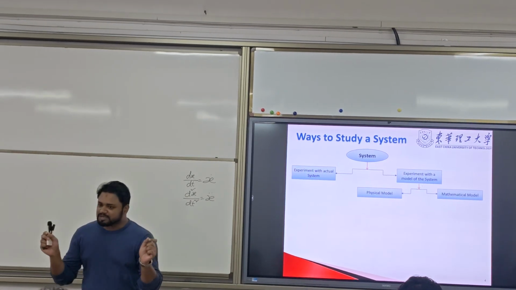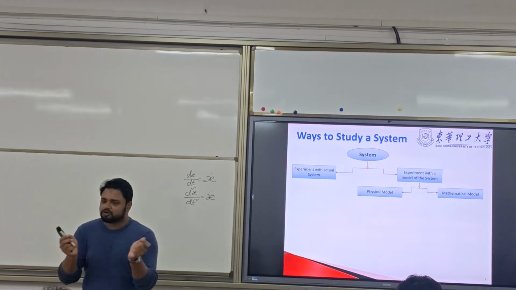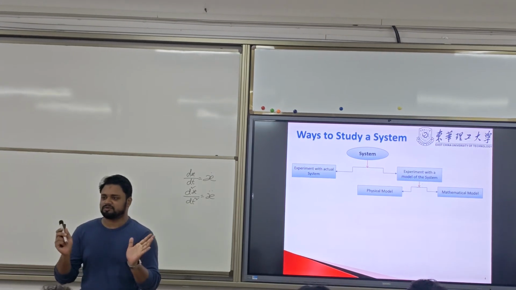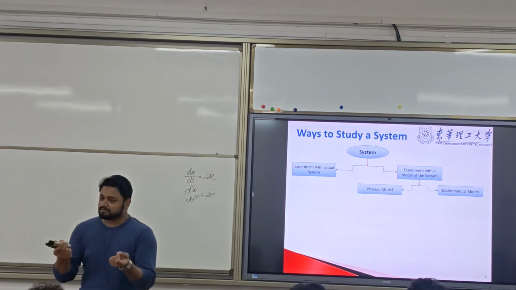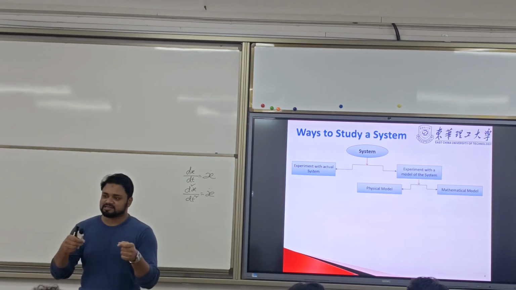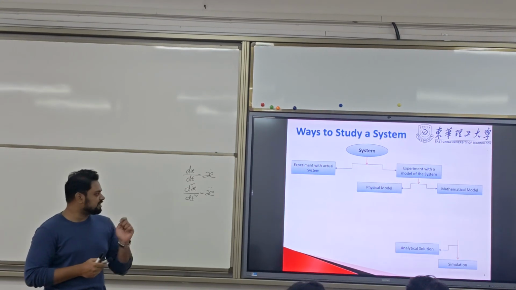You need to write down the mathematical modeling. Without mathematical modeling you cannot design any system. So you need to know how to write a mathematical model, how to write the mathematical equations to design a system. So we have the mathematical modeling.